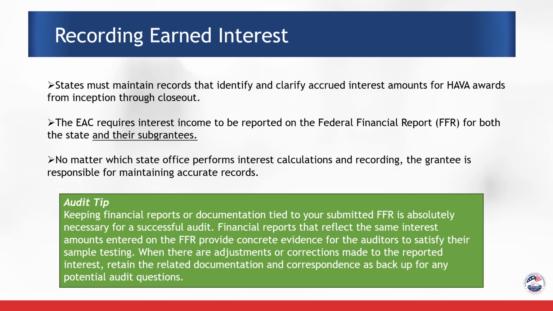Let's move on to how to record earned interest. States must maintain records that identify and clarify accrued interest amounts for all their HAVA awards, inception through closeout. The EAC requires interest income to be reported on their FFR for both state and subgrantees where applicable. No matter which state office performs your interest calculations and recording, you as the grantee are responsible for maintaining accurate records.